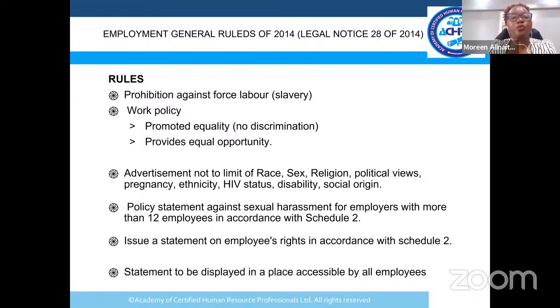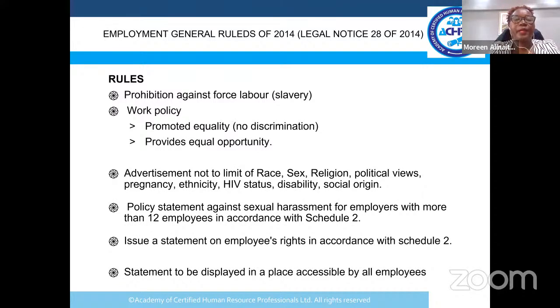So we are now going to delve, not slightly, deeply, into the Employment General Rules of 2014, which is commonly known as Legal Notice number 28 of 2014. You're wondering, we already have the Employment Act. Why did they now come up with the rules? Why did they come back with the legal notice on employment?